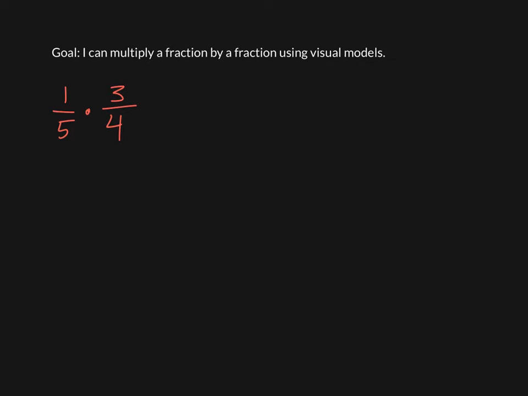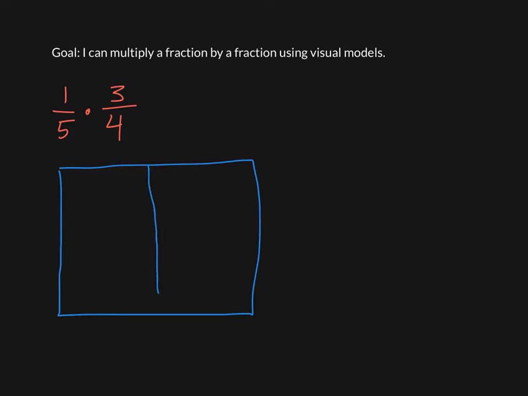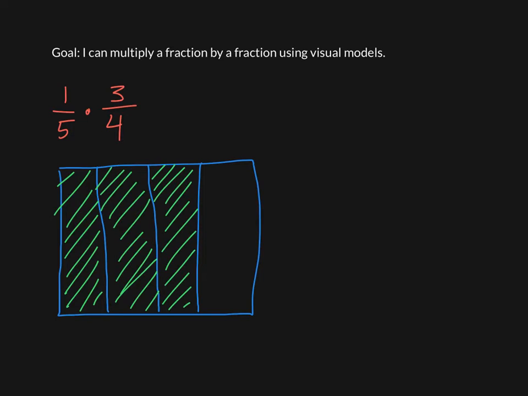What I'm going to do first here is represent 3/4 because we have 1/5 of 3/4. So I will take a large section and break it into fourths. So now I have a large strip of fourths. And I'm going to represent my 3/4 by shading them in green. Now I've shaded in my 3/4 green.